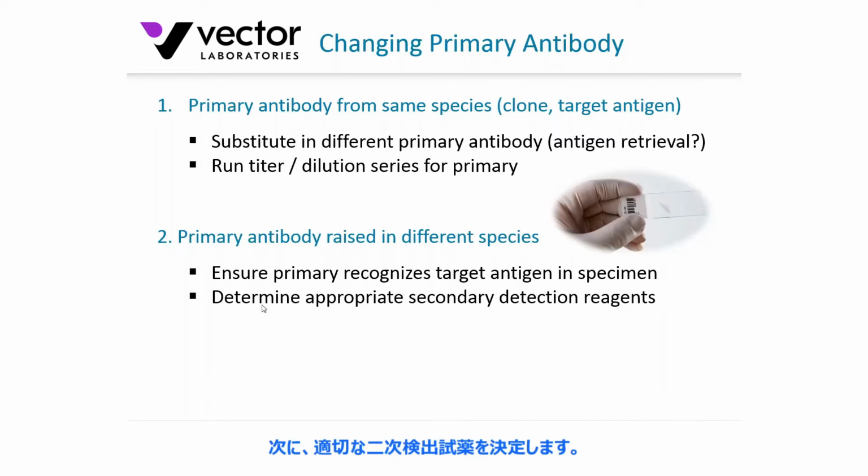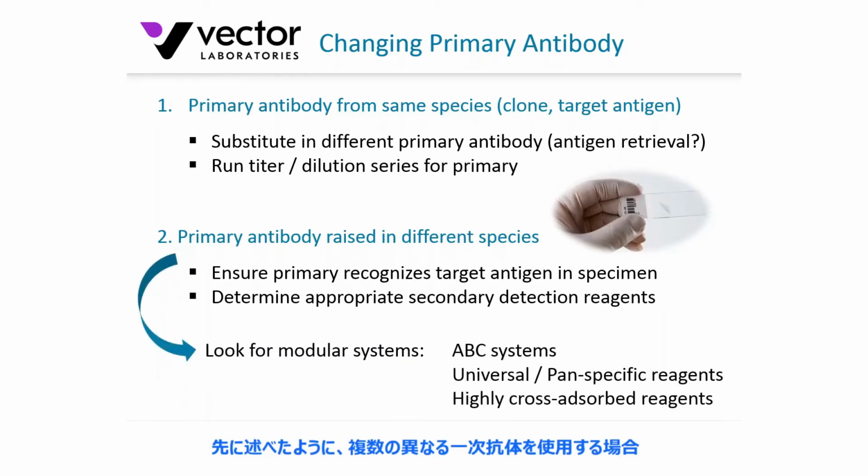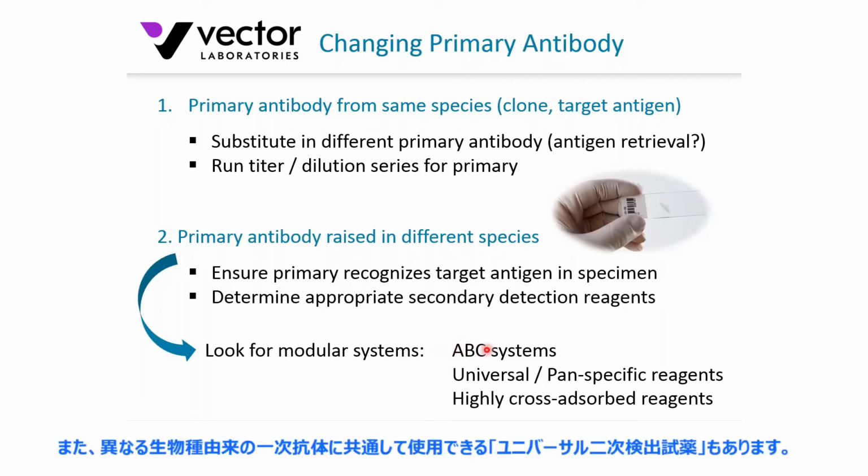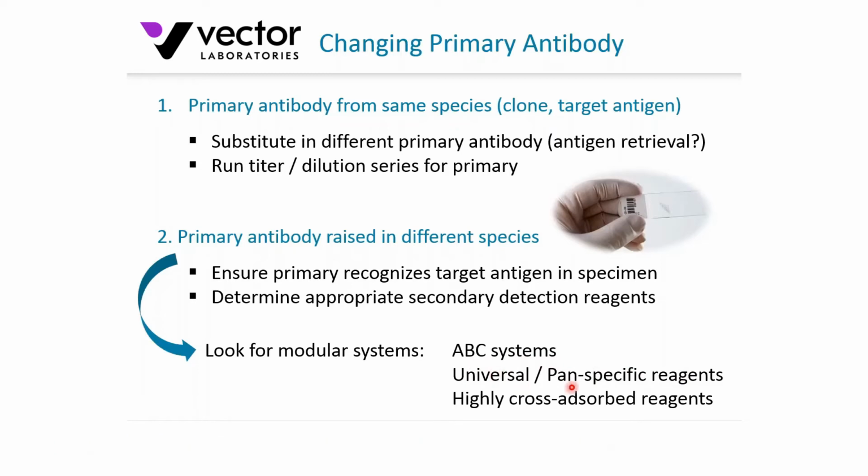And certainly then determine the appropriate secondary detection reagents. But if you are looking at multiple different antibodies that I mentioned earlier on, look for these flexible modular systems like the ABC reagents I mentioned earlier on, whereby you can easily drop in a different biotinylated secondary antibody. Look for universal reagents like anti-mouse and anti-rabbit, or indeed anti-mouse, rabbit, and goat secondary detection reagents, just being aware of potential species cross-reactivity. And there's also highly absorbed reagents available as well.